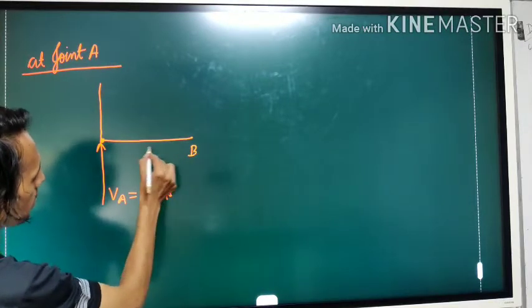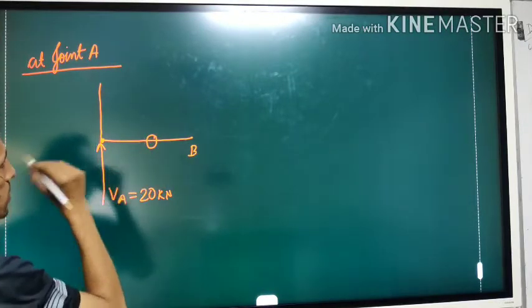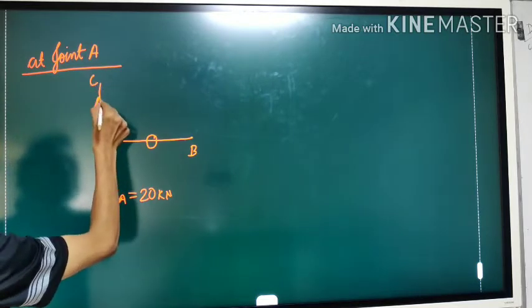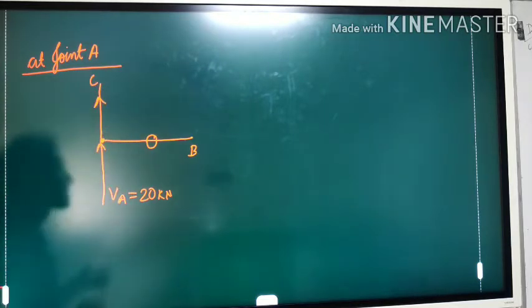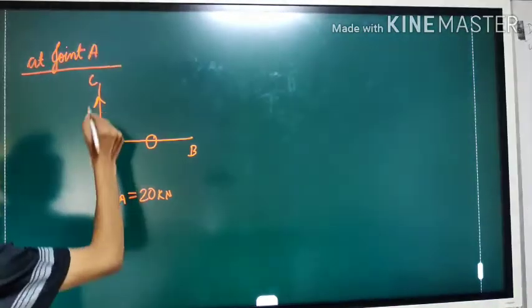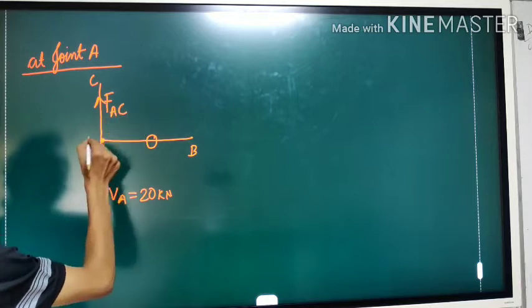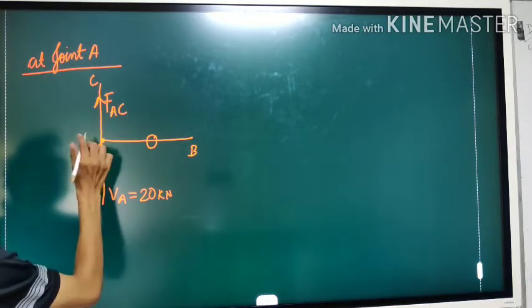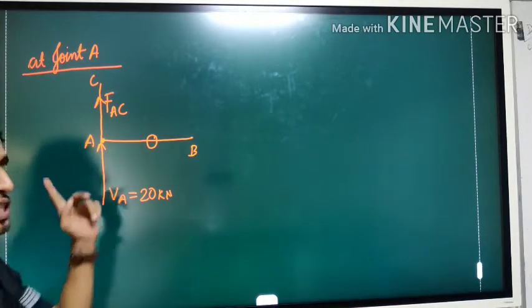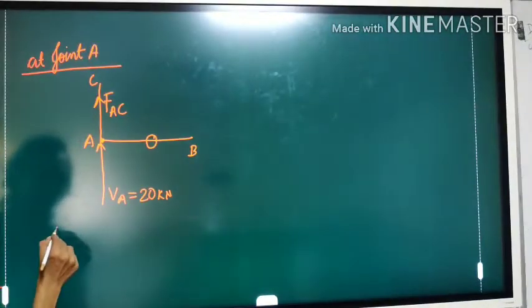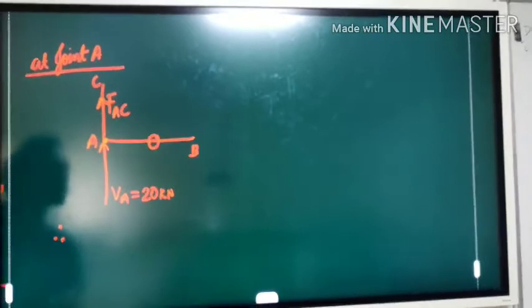Here B is there, this is a zero member force, and upside there is point C. Let us say initially the joint is in tension. Let us assume that force in this member, let us say it is AC. Okay, so this is the initial condition of the joint. Let's start solving now. Which equation can I apply?